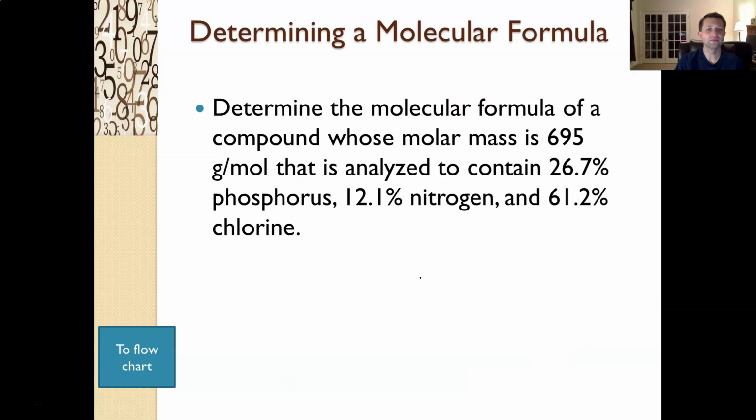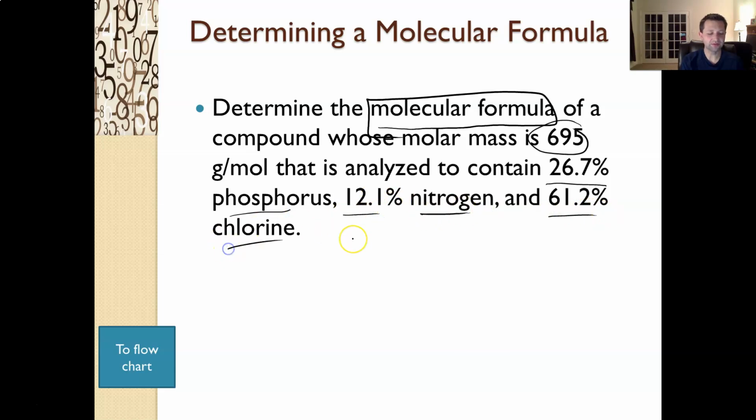One more. This is as long as it's going to get right now, okay, for a situation like this. So determine the molecular formula. You only need to figure this out if it asks you, and it is right now. So find the molecular formula of a compound where the molar mass is 695, and it has 26.7% phosphorus, 12.1% nitrogen, 61.2% chlorine.